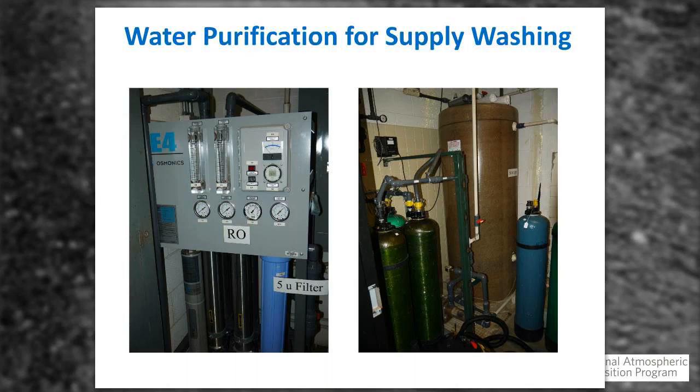Just some notes here. At the end of this presentation, we're showing how we prepare and clean our supplies. This first shot, it's the equipment we use to purify the water. First, we use a reverse osmosis unit that's shown on the left that takes the softened city water and makes pure water. The picture on the right shows the holding tank and the deionizing tank.